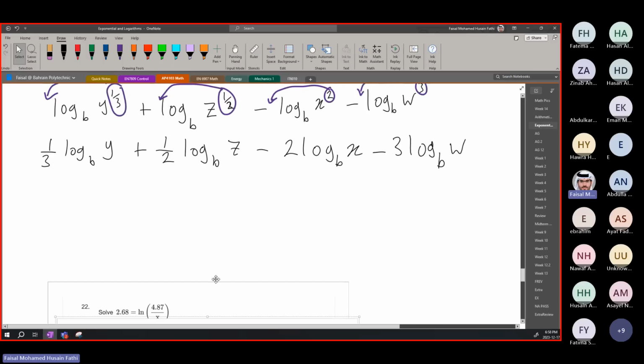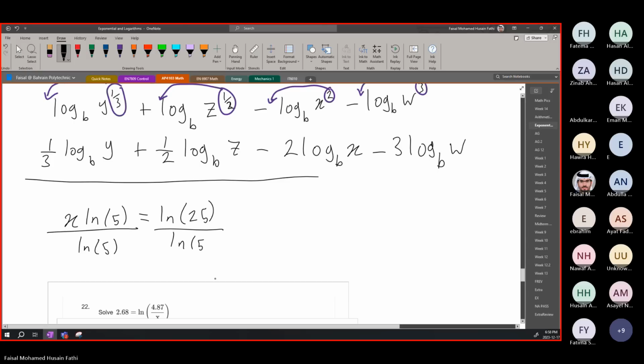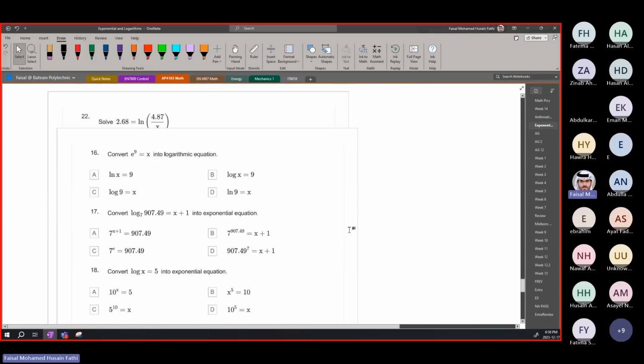So your question, one of your colleagues asked, if we have x ln 5 is equal to ln 25, how do we solve this? You just divide both sides by ln 5 and you find x. This will cancel, this will cancel. You will be left with x is equal to ln of 25 divided by ln 5. That's it. Okay? Is that your question, Salman?